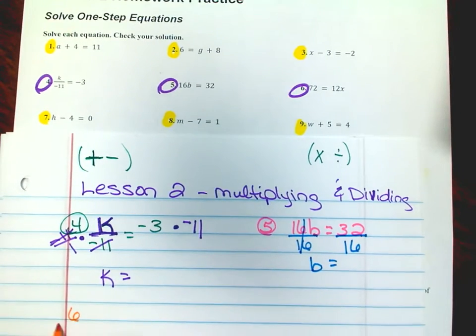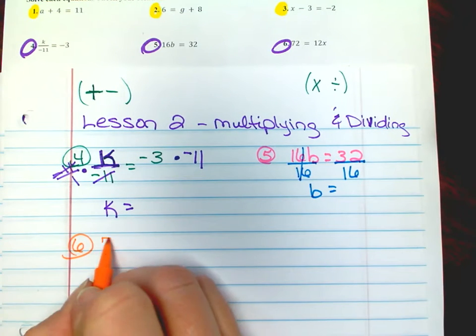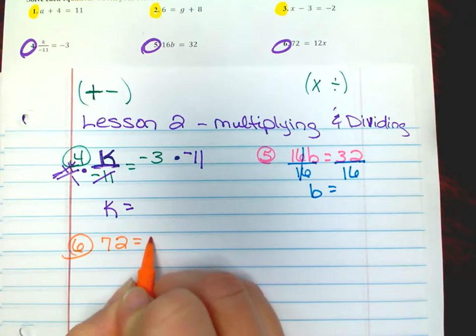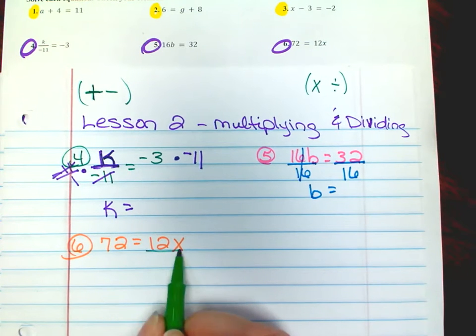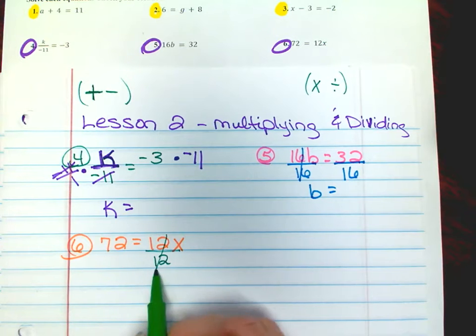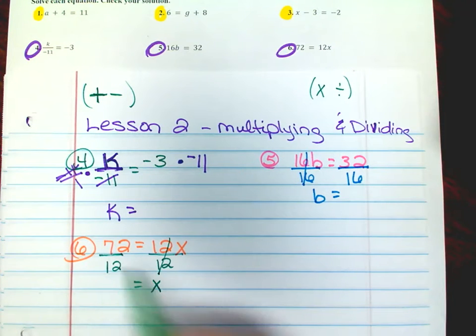Number 6 is 72 equals 12x. So again, find your variable. Ask what is it doing to the number. It's multiplying. So I want to do the opposite. I need to cancel it out. So I'm going to divide, and that cancels out, leaves me with x. What you do to this side, you must do to the other side.